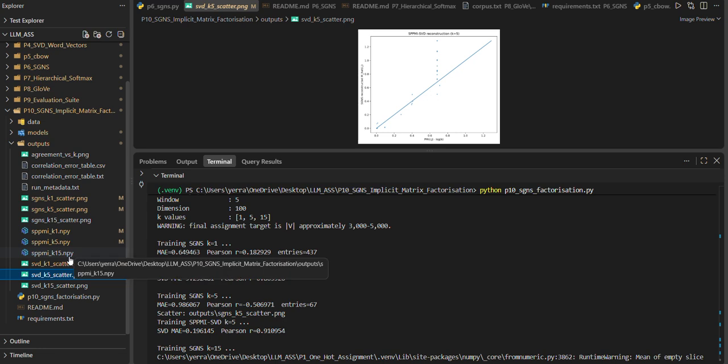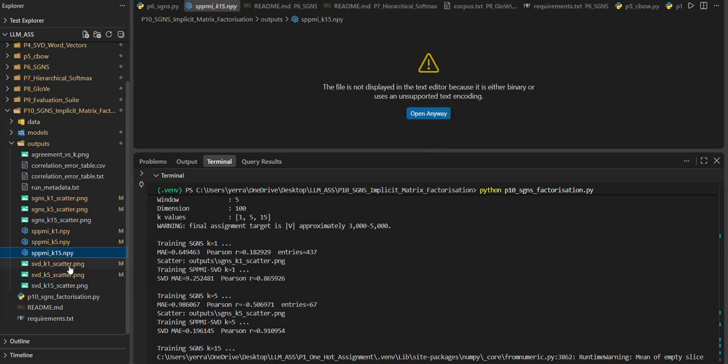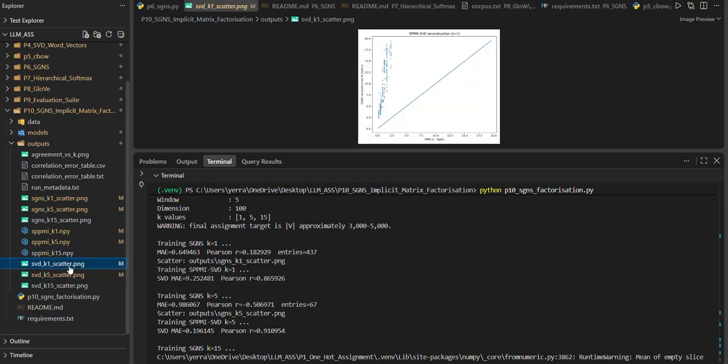This comparison helps determine whether the additional complexity of a predictive model such as SGNS provides a meaningful advantage over a well-designed count-based method. Thank you.